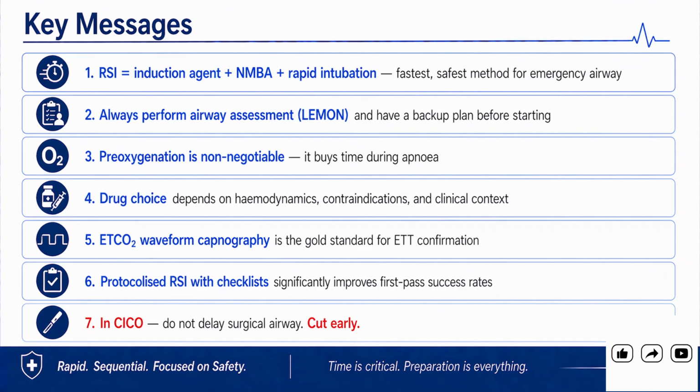Finally, God forbid, if you end up in a cannot intubate, cannot oxygenate situation, do not delay surgical cricothyrotomy. And in the end, I would like to encourage you to develop protocolized RSI in your department along with a checklist, because it significantly improves first pass success rates.